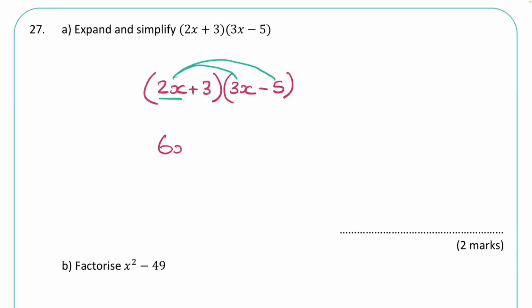So 6x squared minus 10x. And then go for the next two. So 3 connected to both of those. So 3 times 3x is plus 9x. And 3 times negative 5 is negative 15. Just watch out for your positives and negatives in these.